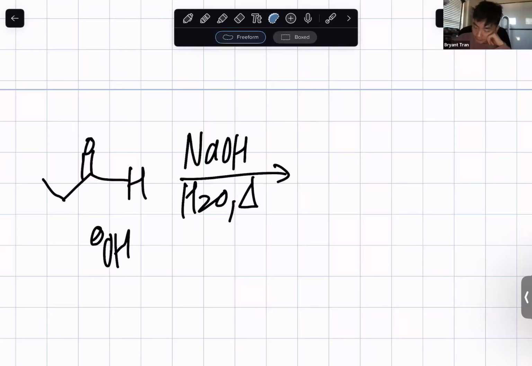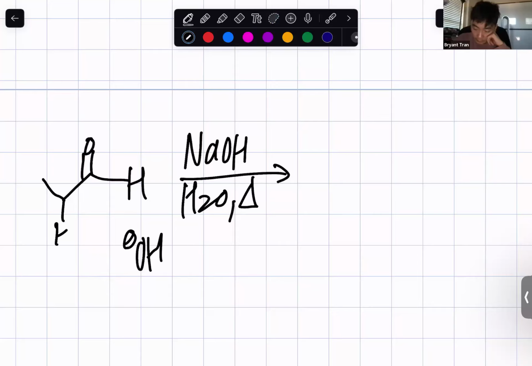This very strong base here is going to look for the most acidic proton. The most acidic proton in this molecule is the alpha proton. If this is the carbonyl carbon, this is the alpha carbon, which is the first carbon attached to the carbonyl carbon, making this the alpha proton because it's attached to the alpha carbon. So this strong base is going to grab that proton right there and generate our enolate ion.